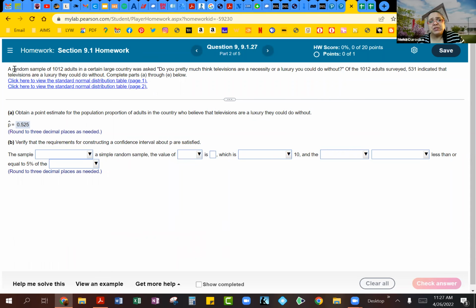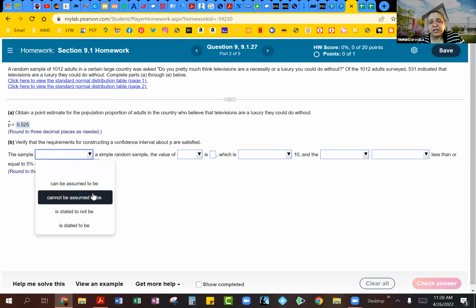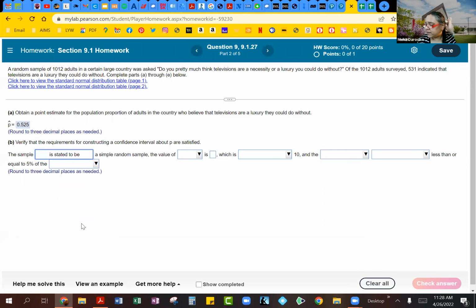So they are actually telling us in the problem itself that this is a random sample, right? Because they told us this is a random sample of 1,012 adults. So you're not assuming, because they're telling us, it is stated to be random. And if it's not given to you specifically in the language, then you may have to think about, can we assume if it's a random sample or not? So obviously that will depend from problem to problem.